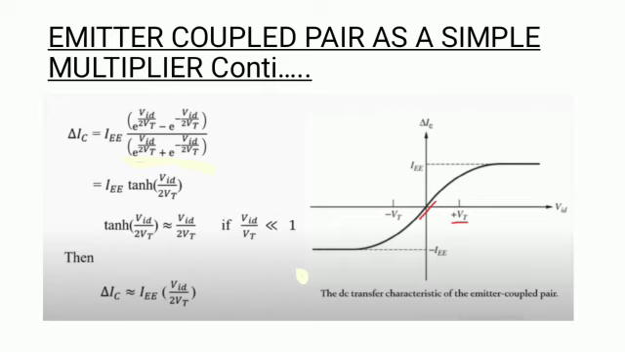Therefore, the equation can be written as delta IC equals IEE tan h of VID by 2VT. That is, tan h of VID by 2VT is approximately equal to VID by 2VT if VID by VT is much less than 1. Then delta IC is approximately equal to IEE into VID by 2VT. Look at the DC transfer characteristics of the emitter coupled pair. Here, the function is almost linear near the origin. Then delta IC is approximately equal to IEE into VID by 2VT.